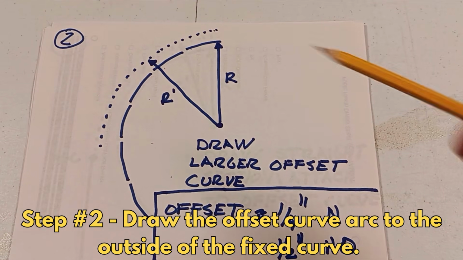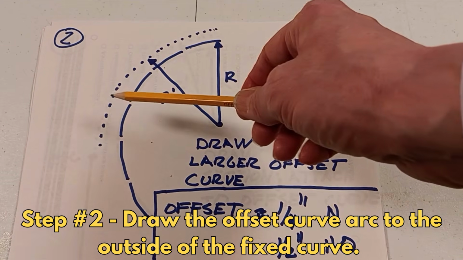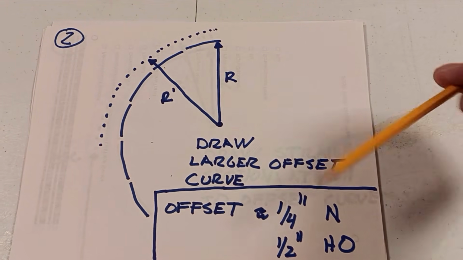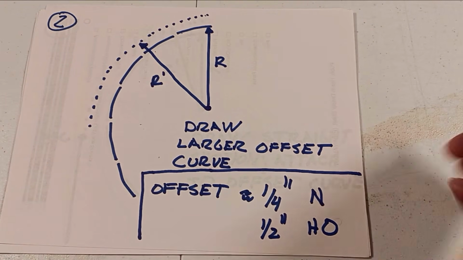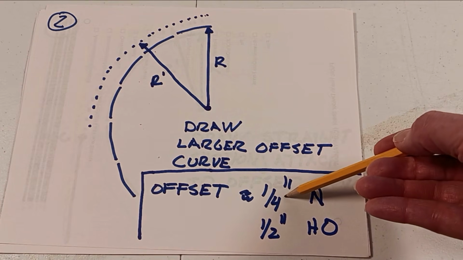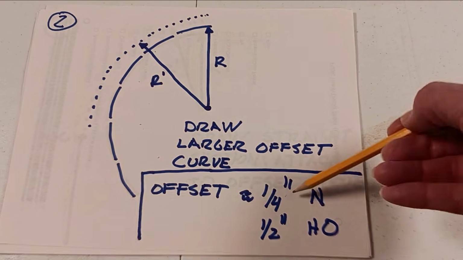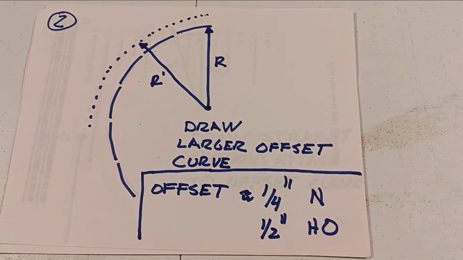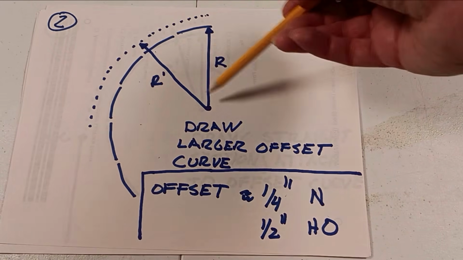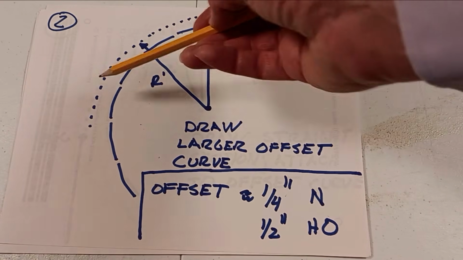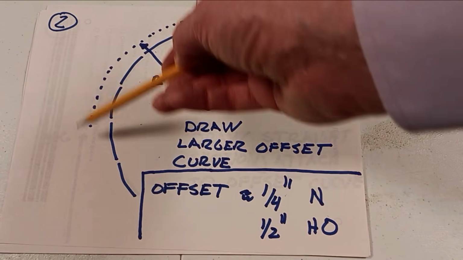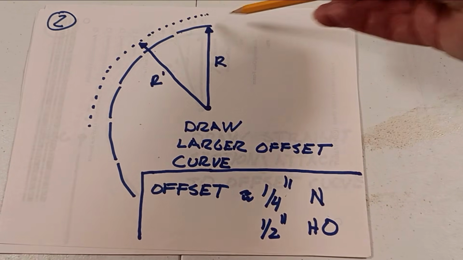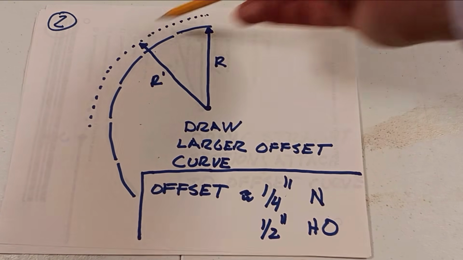The second thing you want to do is draw a larger offset curve, the easement offset. Typically for this offset, on average, it's going to be around a quarter inch for N and about a half inch for O. So it needs to be about a quarter inch larger. You're going to set your trammel radius to be slightly larger than what you'd typically draw, and then use a pencil to trammel that out, so it's parallel to your previous curve, but further out.